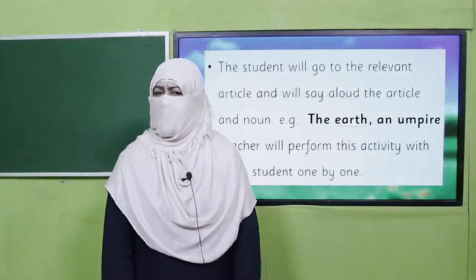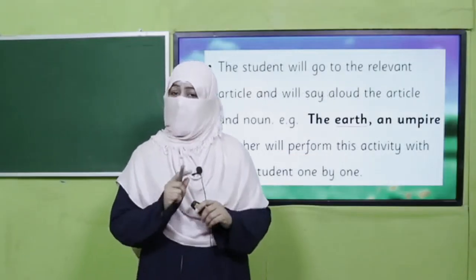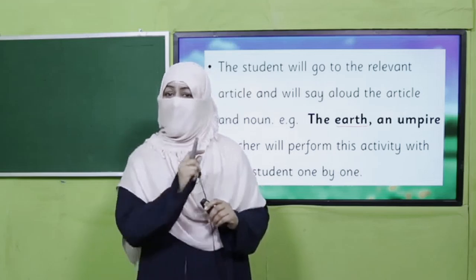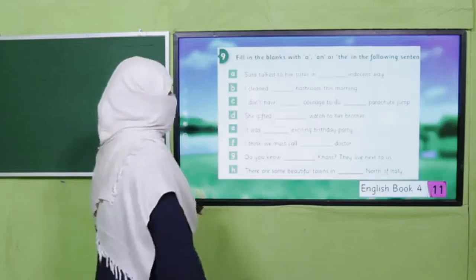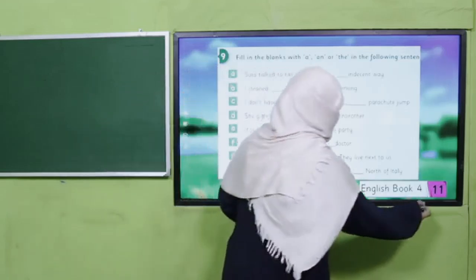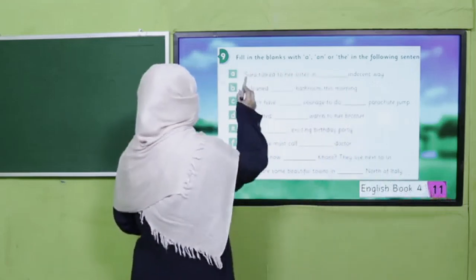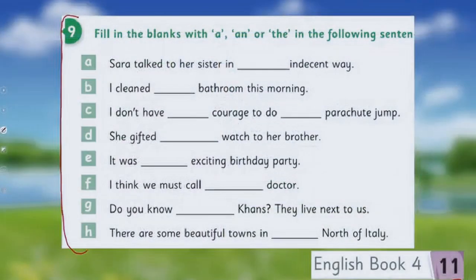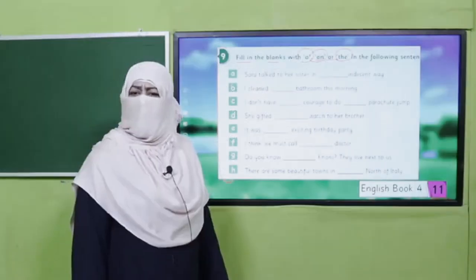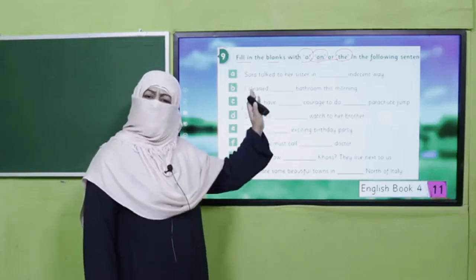Yes, my dear children, all of you did it. Now you understand the difference between a, an and the. Good job. So it's time to practice from your book on page number 11. This is the question given over there: fill in the blanks with a, an or the. Very simply, you will read it and fill in the blank by using the relevant article. So pause the video and fill in all the blanks by using articles.